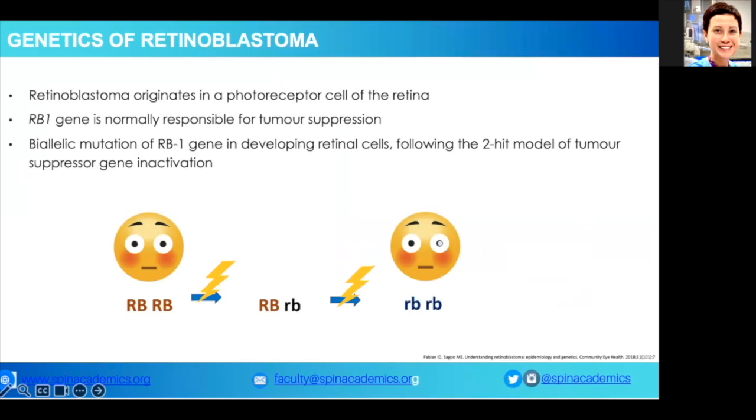Retinoblastoma originates in the photoreceptor cell of the retina and is associated with a mutation in the RB1 gene, which is normally responsible for tumor suppression. Retinoblastoma results from a biallelic mutation of the RB1 gene in developing retinal cells, following the two-hit model of tumor suppressor gene inactivation.